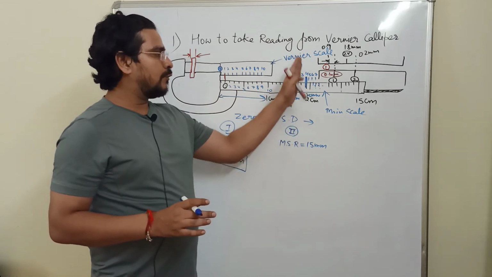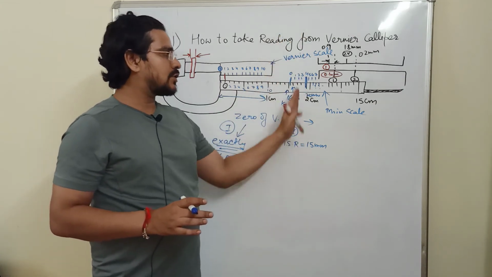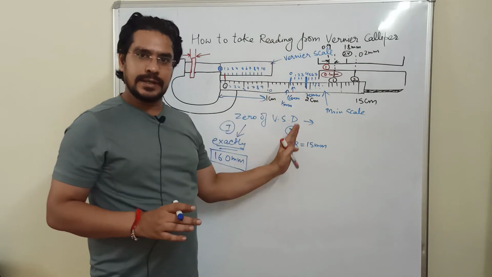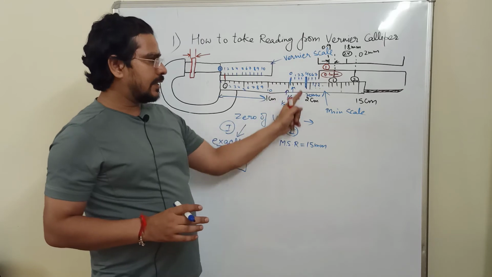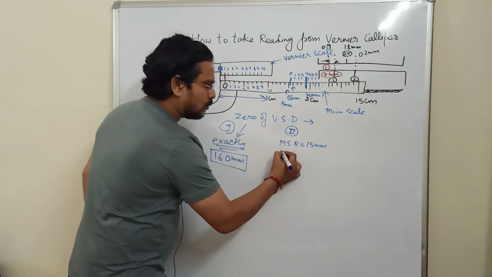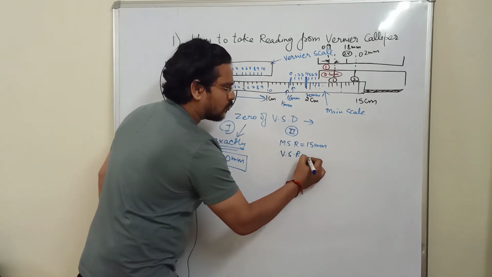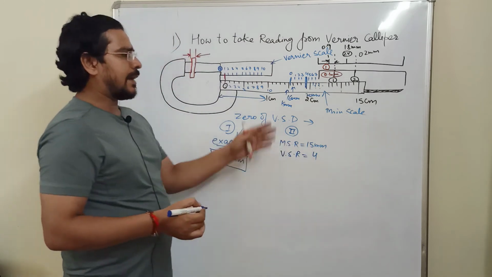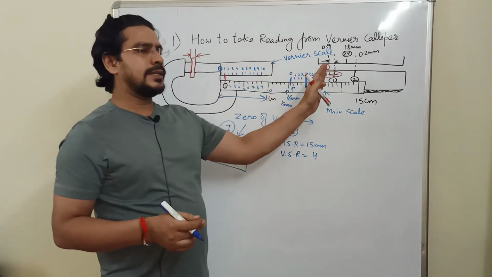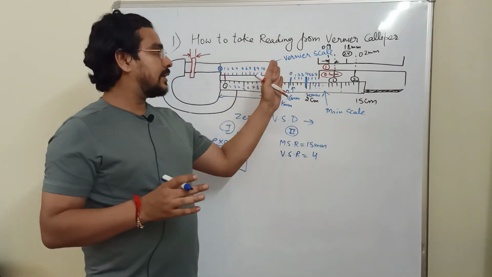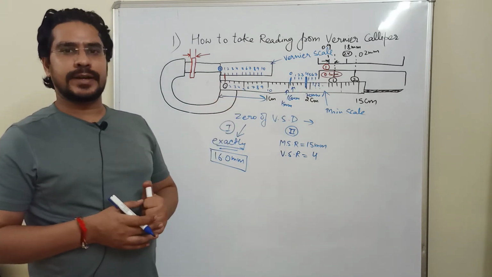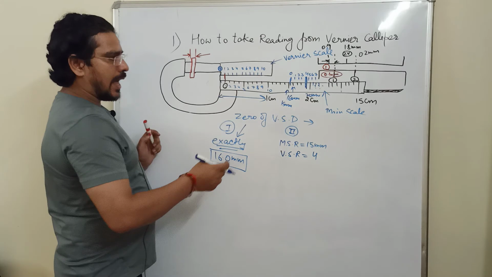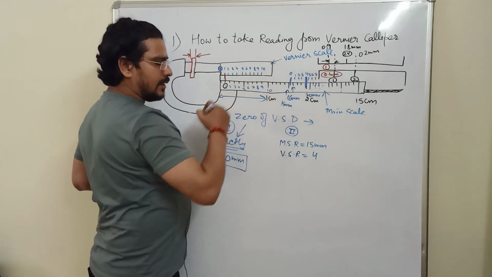Now you will look for which line of vernier scale is matching exactly with the main scale. If the fourth line of vernier scale is matching exactly with the main scale, your vernier scale reading is going to be 4. Doesn't matter which line, out of these 10 divisions on the vernier scale, any one line will coincide perfectly. And that is going to be your vernier scale reading.